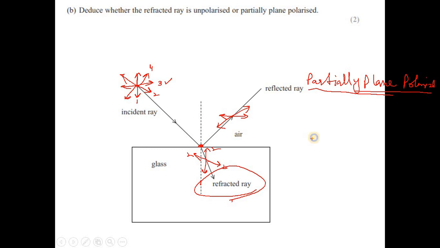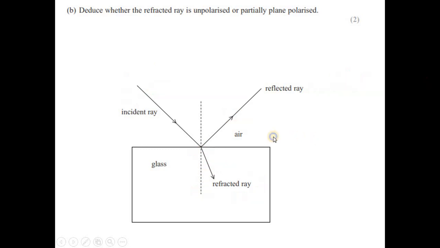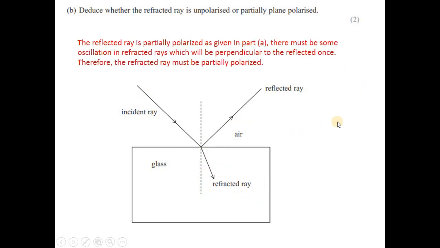And now you can write your answer like this. The reflected ray is partially plane polarized as given in part A. There must be some oscillation in the refracted ray which will be perpendicular, penetrating or transmitting into the other medium. So the refracted ray should be partially plane polarized.